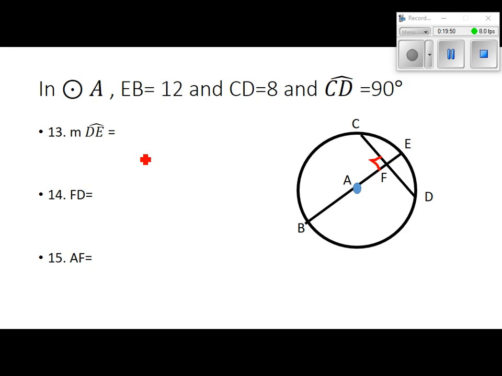Next one, in circle A, EB, which is a diameter, is 12. CD, this chord, is 8. And CD is 90 degrees. Or I'm sorry, arc CD, that's an arc symbol. Arc CD is 90 degrees.